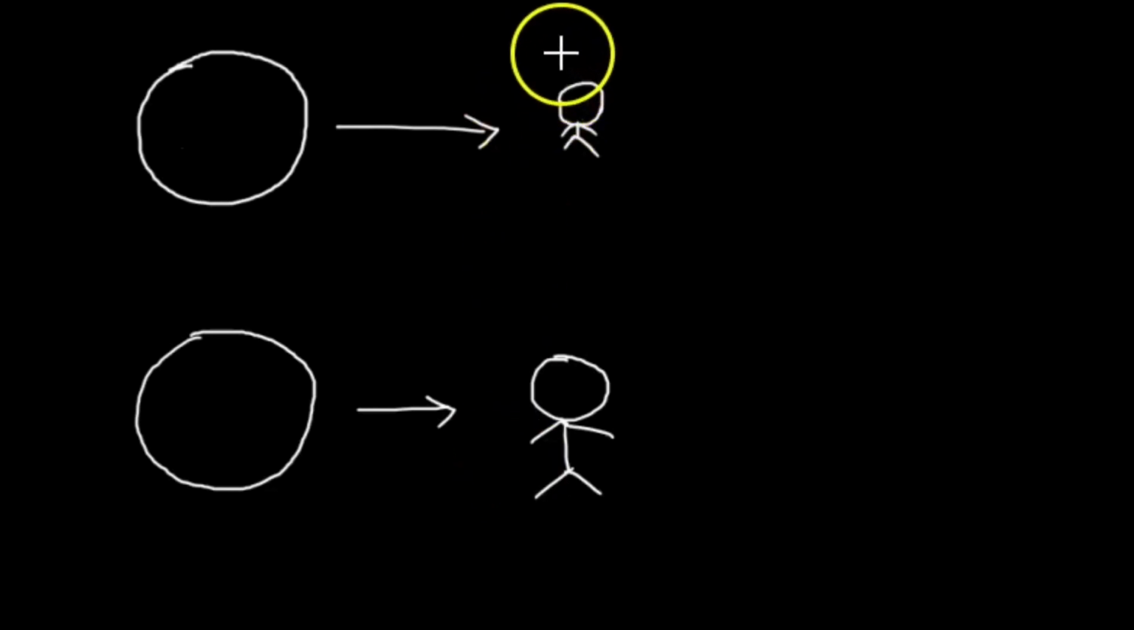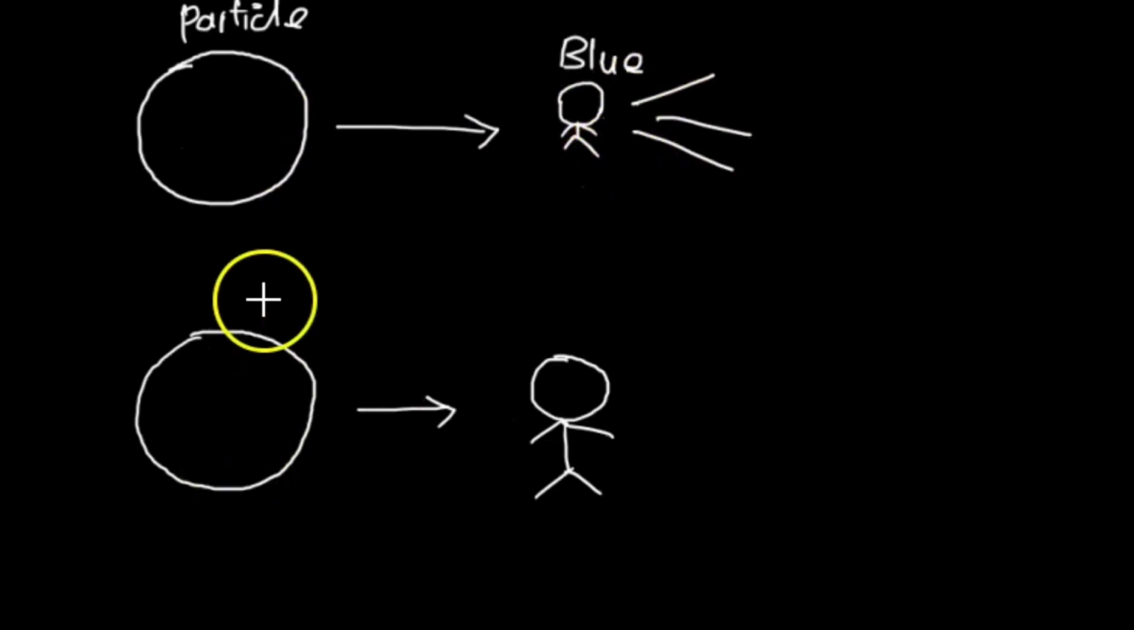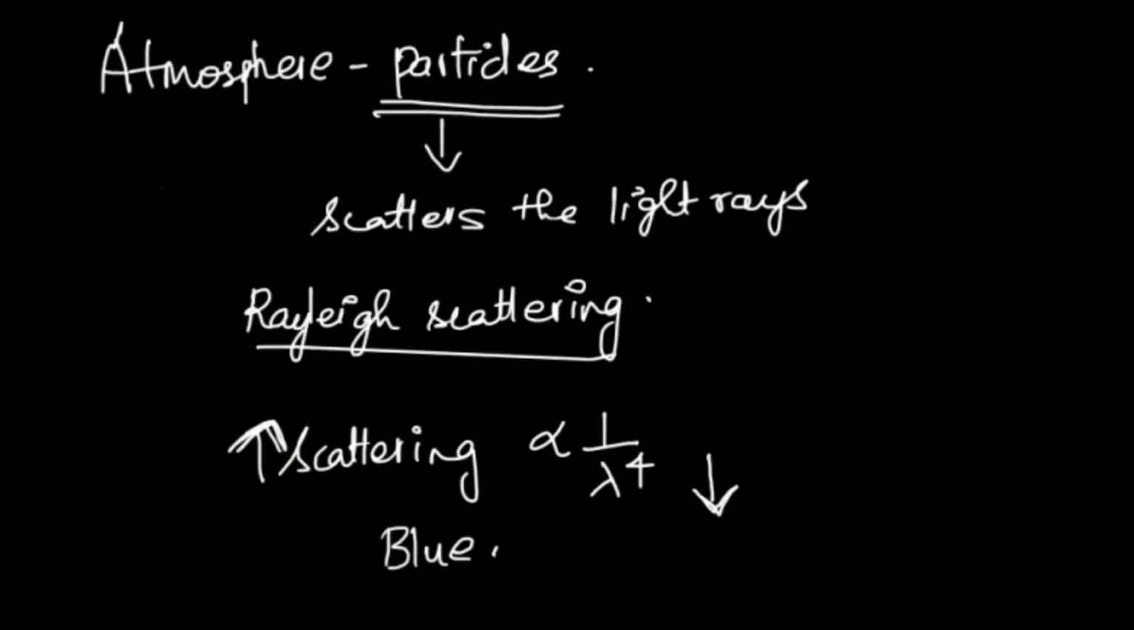Now imagine this small kid as blue color and this ball as a particle. When blue color comes in contact with a particle, it easily gets scattered. But when a particle comes in contact with the red color, it will not be scattered that easily. So this is basically what I explained here. Blue color, which has the shortest wavelength, will be scattered the most, and the light which is scattered the most is the color that we will be able to see. So that's the theory behind why the sky is blue.